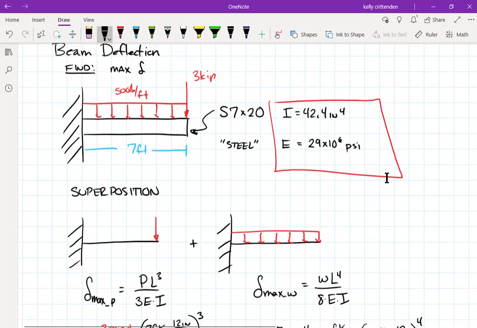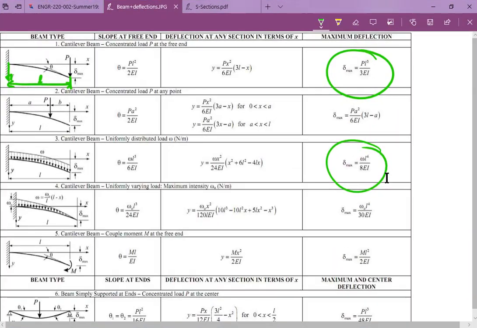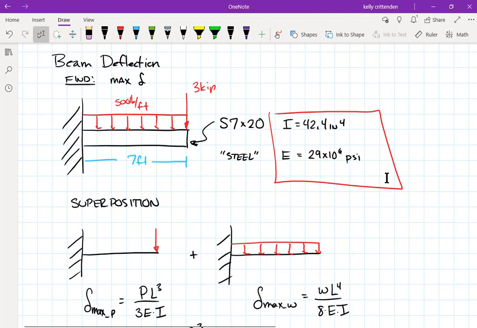For this one, you could do the flexural stress really quick. It'd be 3,000 times 7 feet. 3,000 times 7 times 12 to get it in inch-pounds, plus 3,500 times 3.5 times 12. That's our bending moment. We could use our section modulus, this number, 12.1. So divide by 12.1. And so it says the flexural stress here is like 3,300 psi.